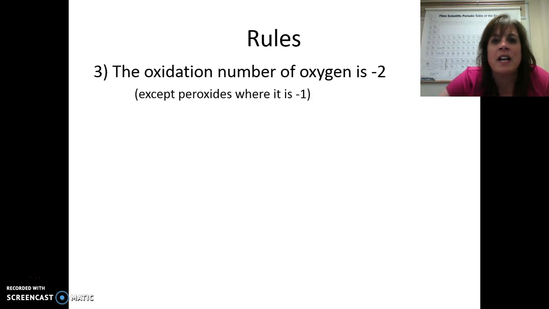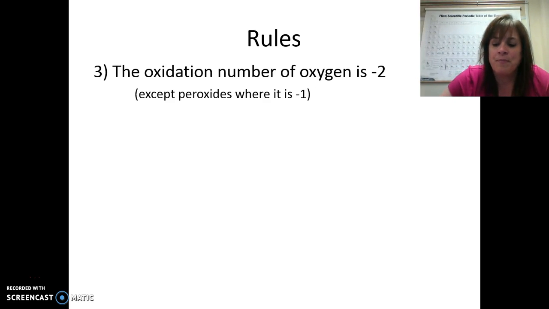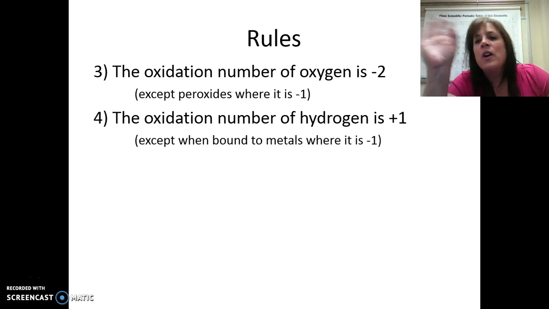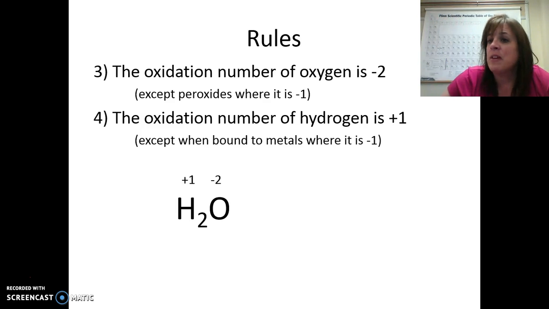Rule number 3 is great. Oxygen's always -2. Now, there is an exception when it's in a peroxide, but you don't need to worry about that. You're only going to worry about oxygen being -2. Hydrogen is always +1. Of course, there's an exception to that, like if it's bound to a metal, then it's -1. But you won't have to worry about that. So oxygen's -2, hydrogen's +1. And a good example of that is water. Here's water. It is hydrogen +1, oxygen -2.